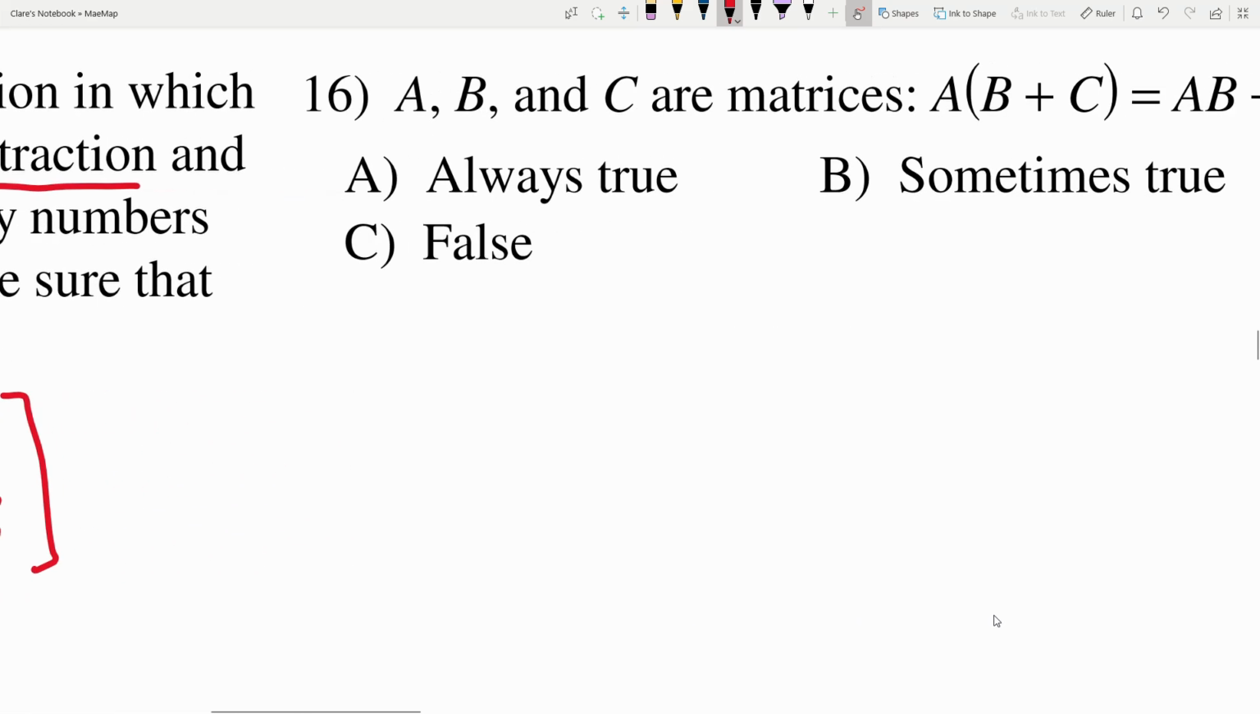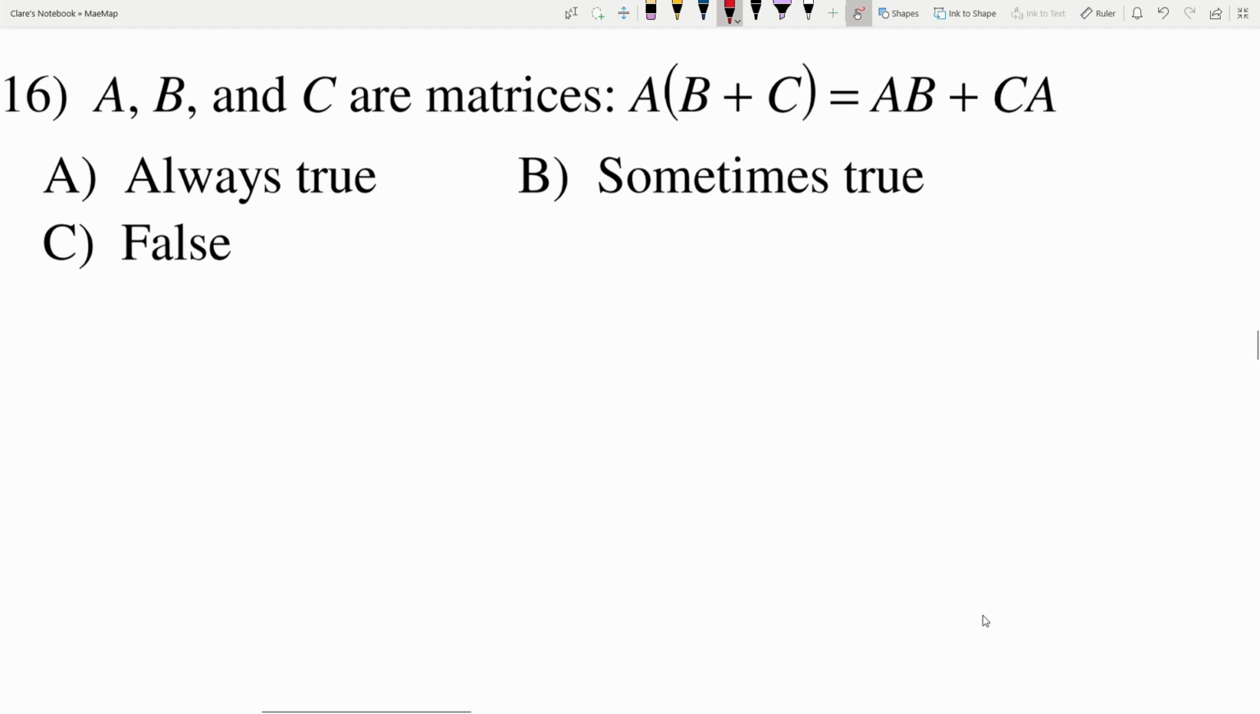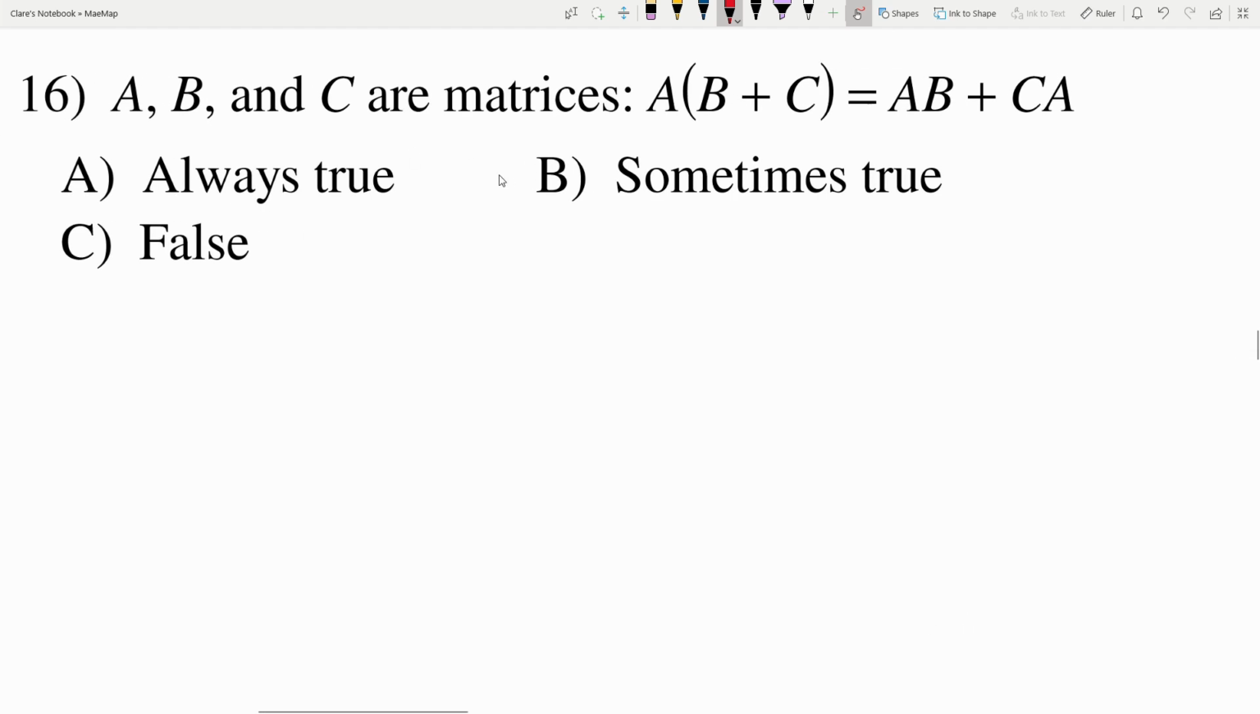So let's look at number 16. In number 16, it says A, B, and C are matrices. A times B plus C, adding those matrices first, is equivalent to A times B plus C times A. Now this seems like it would be true because with matrices you can distribute. A times B will then be added to A times C.